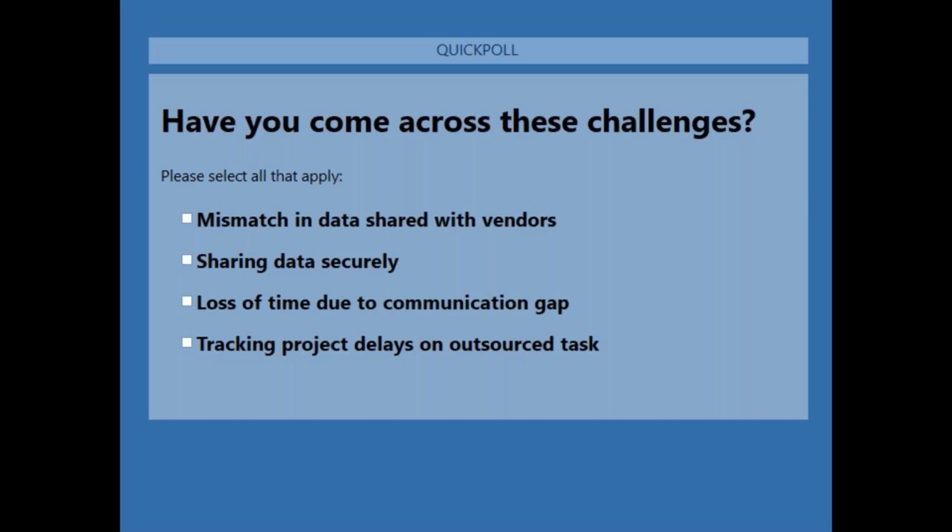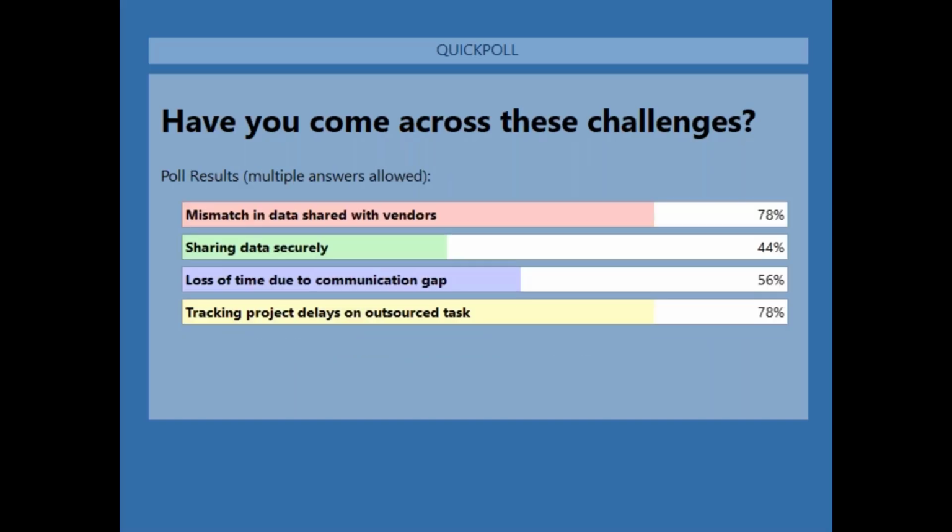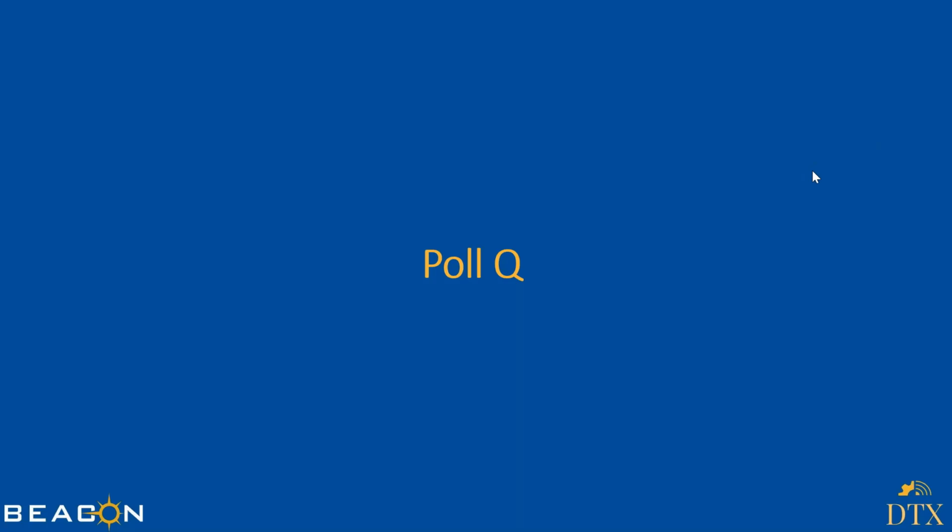So kindly fill in. So as I can see that around 78% of you have issues with mismatched data when sharing with vendors, ensuring that right data goes to vendors. Also tracking the project delays that happens where the vendors have been outsourced, like the activities are outsourced to the vendors. Then comes the loss of time due to communication gap, and lastly the sharing data security. Now, all these are challenges on which the DTX has been developed when it comes to vendor supply management. So we'll see how each of these challenges can be overcome with the help of DTX functions or features that we have.